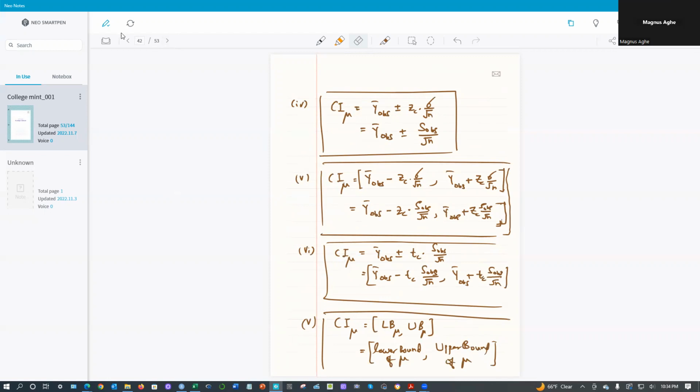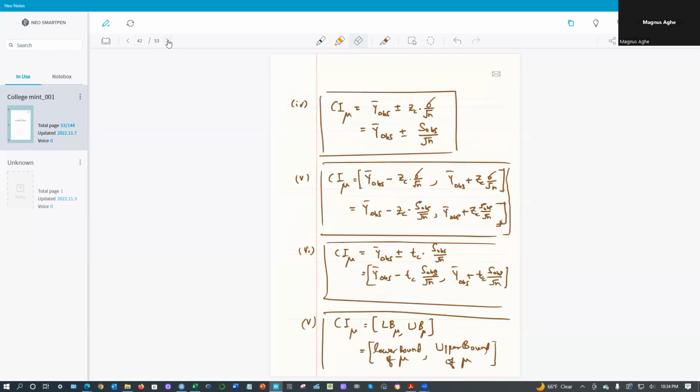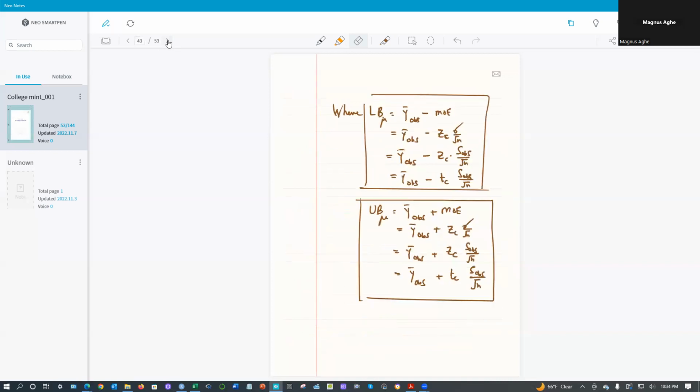CI stands for confidence interval. Confidence interval for the unknown population mean, which is mu. See, so many ways people write it. Lower bound is nothing but y bar minus MOE. MOE is this one, or this one, or this one. Upper bound is the similar fashion with the plus sign.